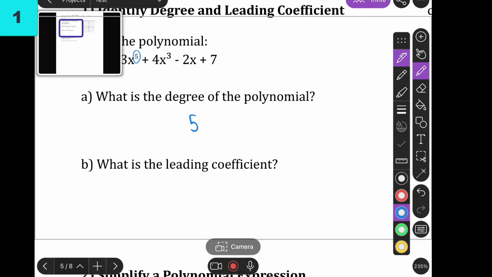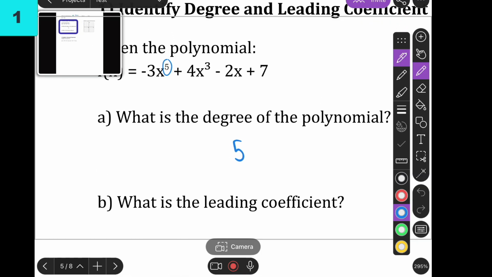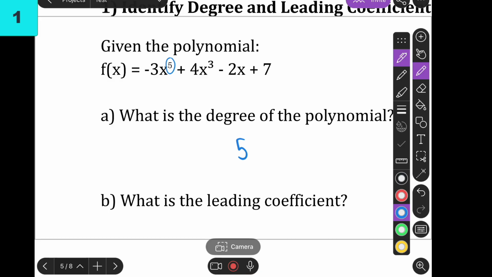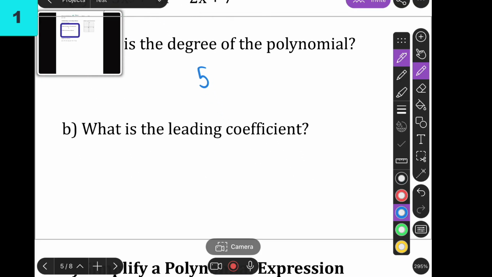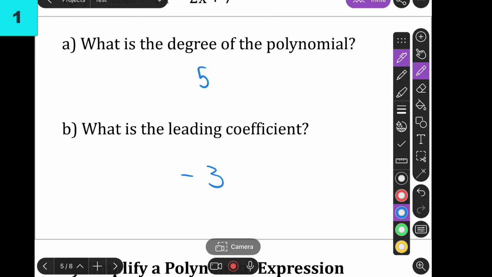Next thing, they want you to find the leading coefficient. So when you want to find the leading coefficient, you want to think about what the term is with the highest exponent, which in this case is this term right here. And you want to look at the number that's right in front of it, which happens to be -3. So -3 is my leading coefficient.